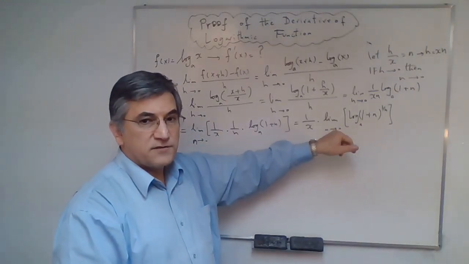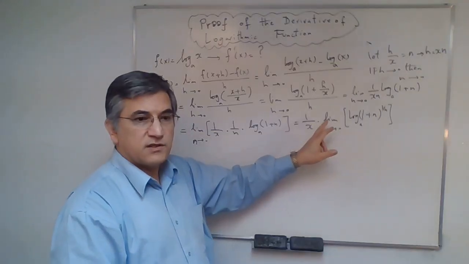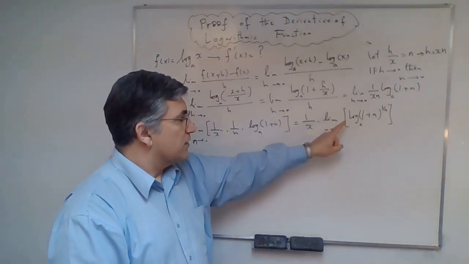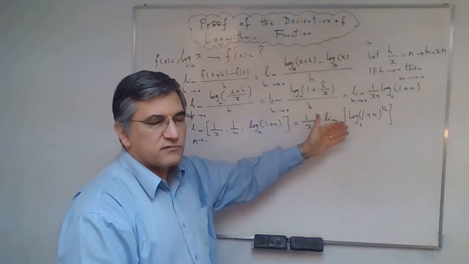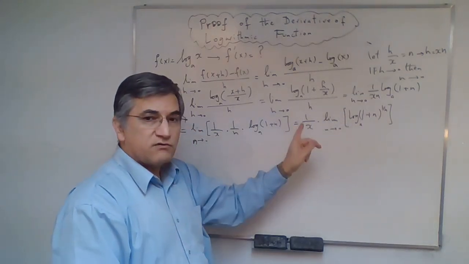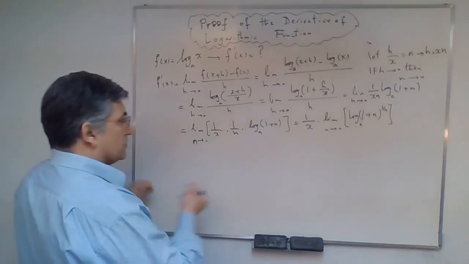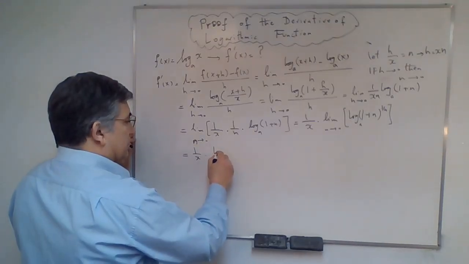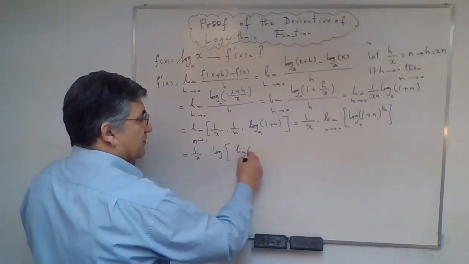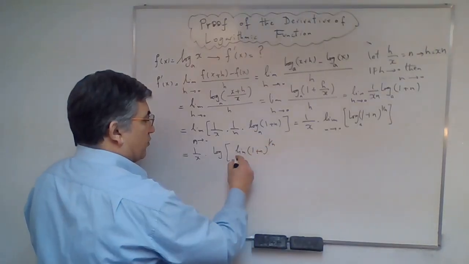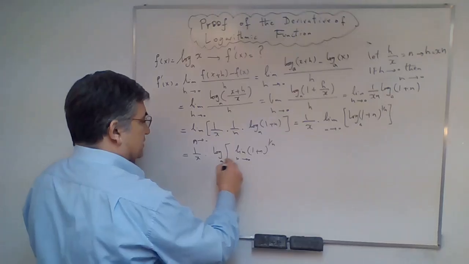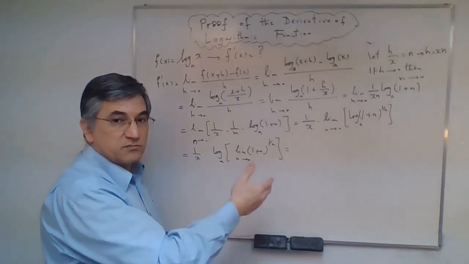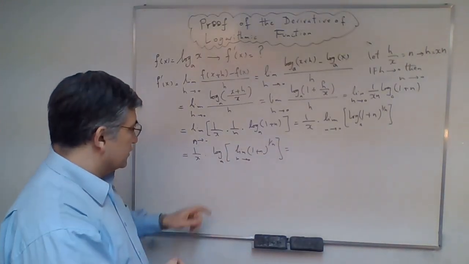Now, logarithmic function is a continuous function, and there is a property of limits that says limit of logarithmic function equals the logarithm of the limit of that function. So I can write this as log of limit of 1 plus n to the exponent of 1 over n when n approaches 0, and the base is a. So limit of log equals log of limit, because logarithmic function is a continuous function.